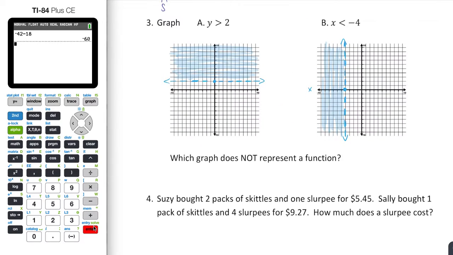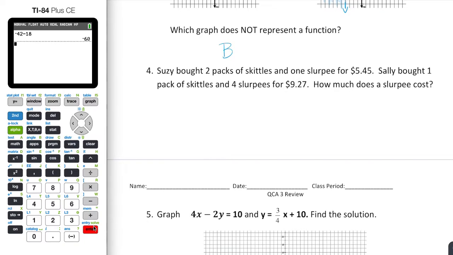So which graph does not represent a function? Remember, to determine if it's a function or not, it's going to have to pass the vertical line test. So B is not going to be a function because if you pass a vertical line through that line at x is negative 4, you're going to touch all those spots on that line. So that one is not a function.